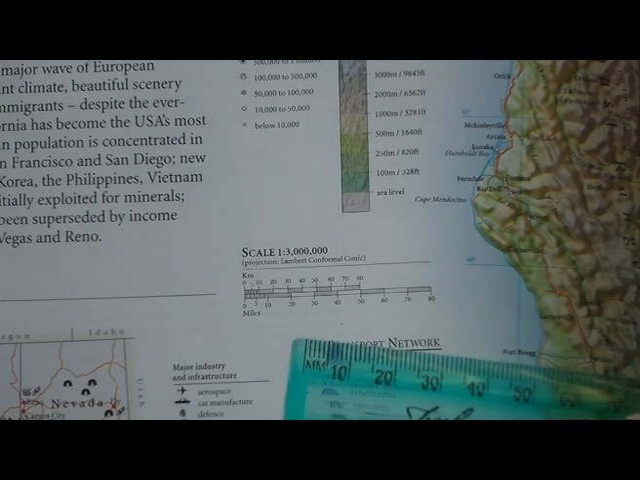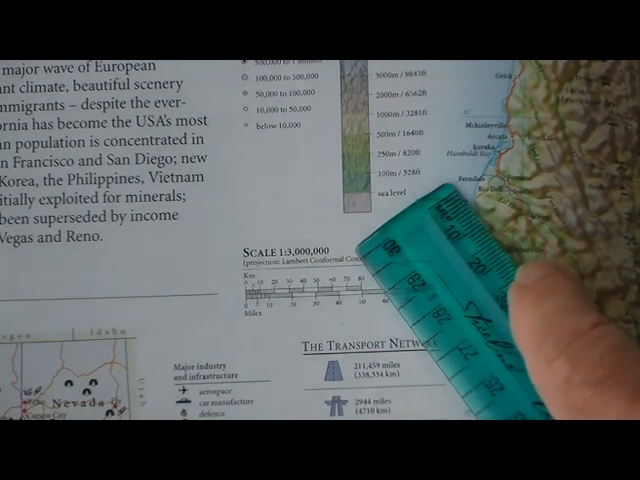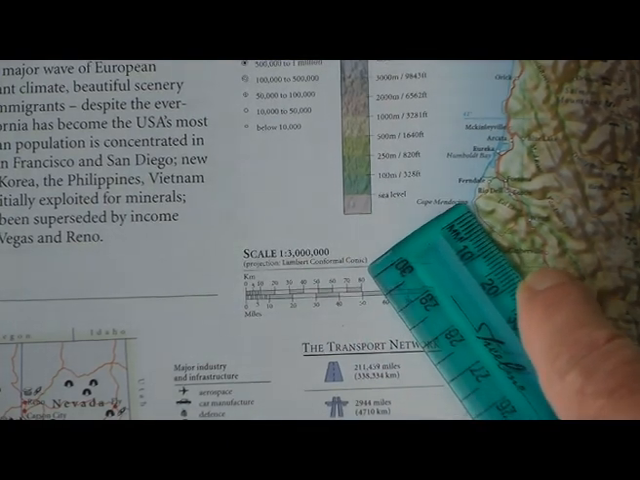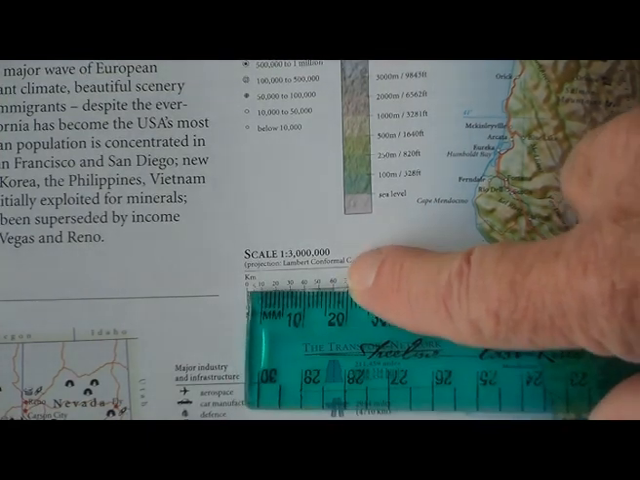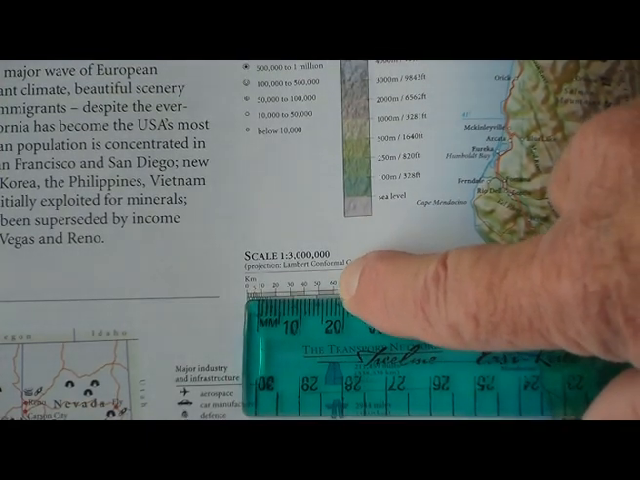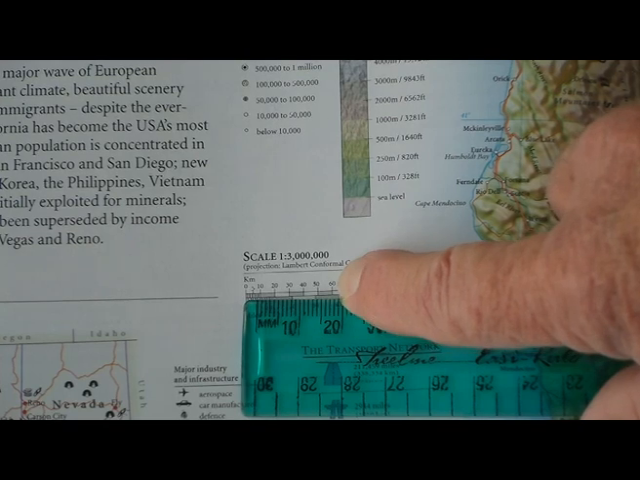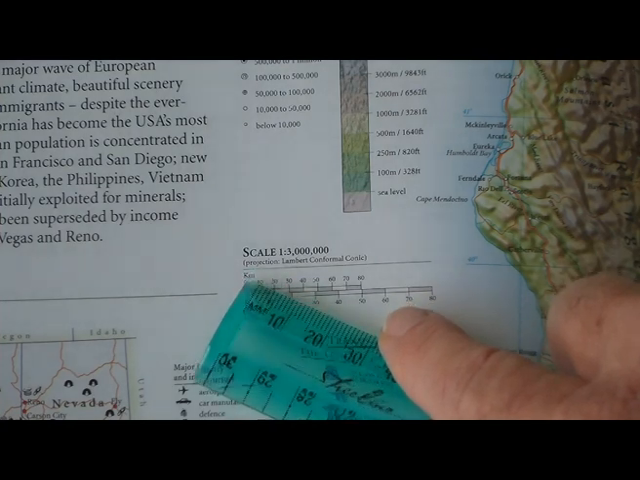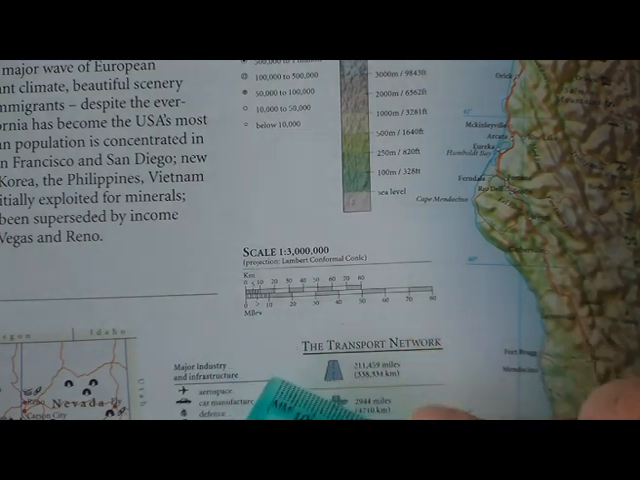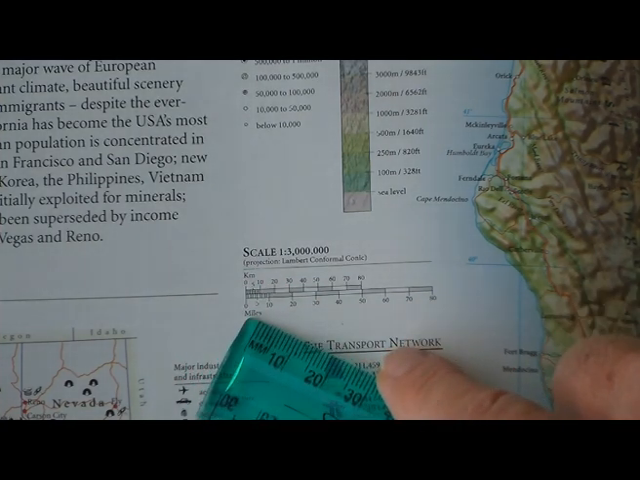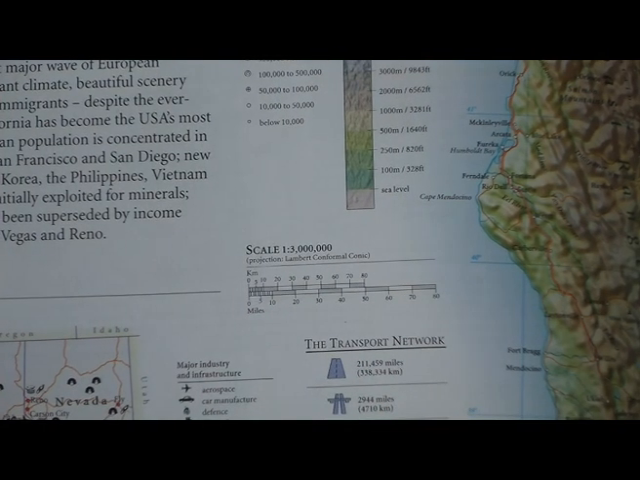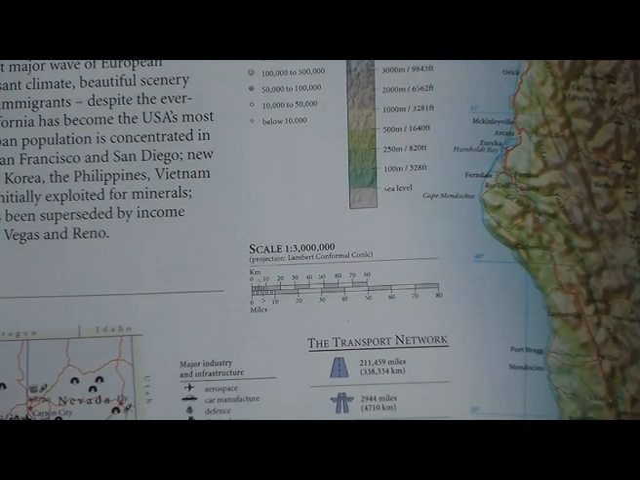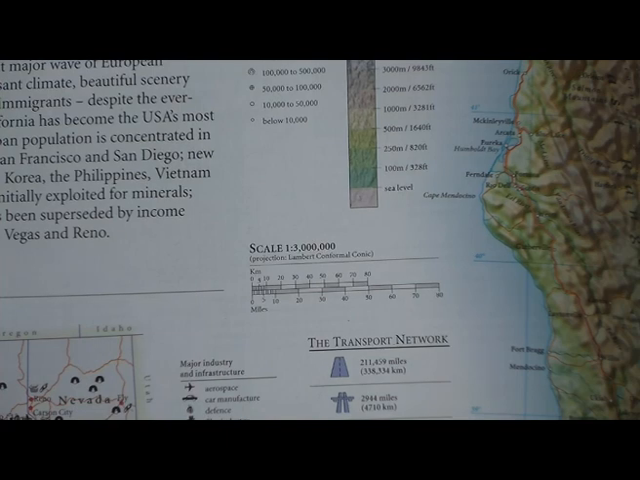So if I measure a distance on the map, say that little bit of coast there, and I put it against the scale line, I can see that that is 60 kilometers. So that's how we use a scale line. And they have it in this case because it's a map that's used around the world in kilometers and in miles. Generally, South African maps, of course, unless they're very old, only have it in kilometers.